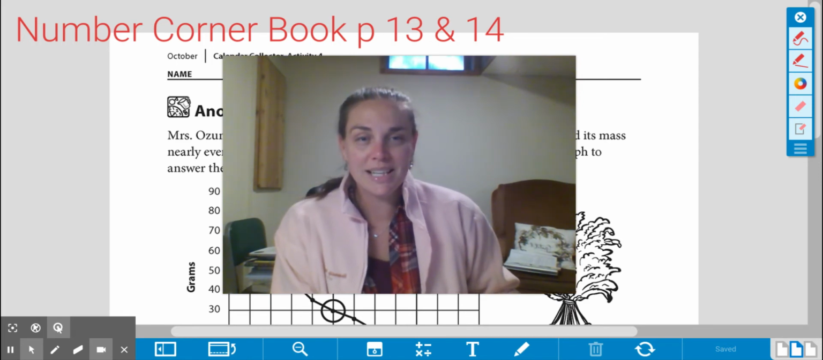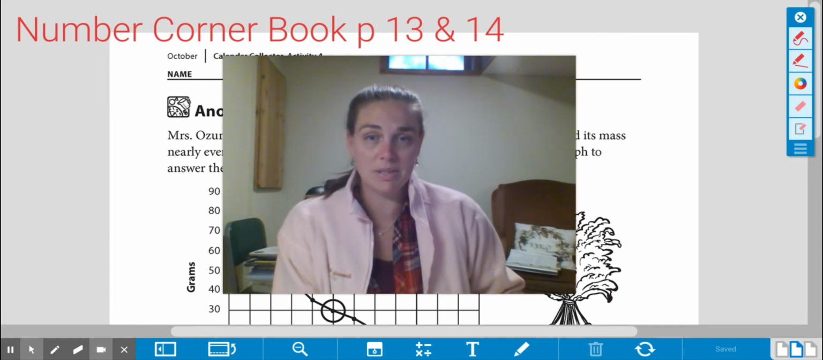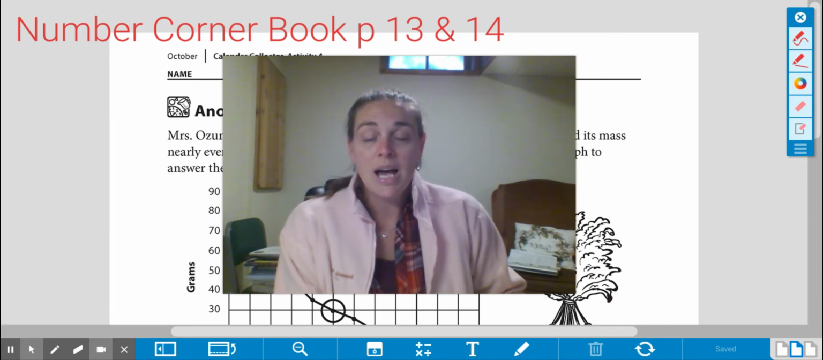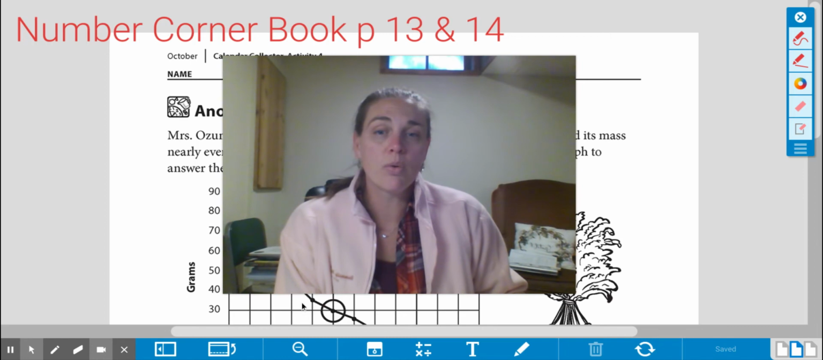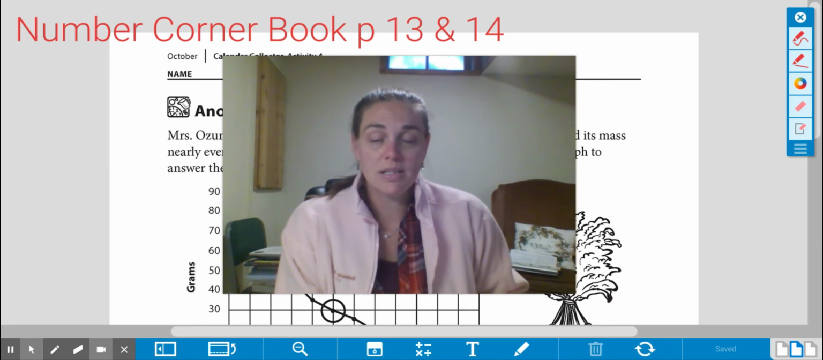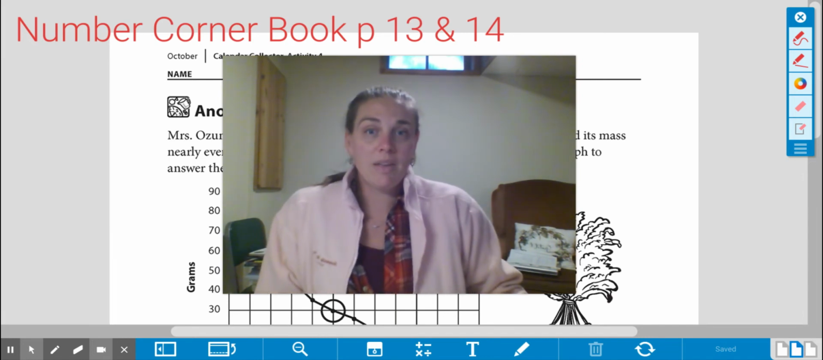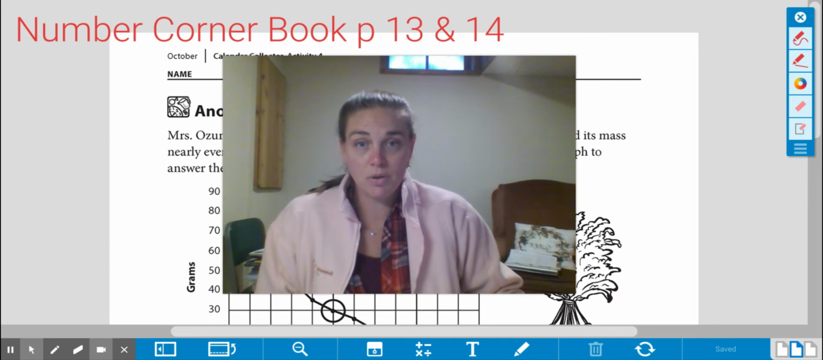However, we're going to use that same idea to do some more work with graphing. When we introduced it, we spent quite a bit of time talking about how to graph things and, hey, I'm going to go over first and then up. So now today you're going to use some of that learning and interpret some data and then make another line graph of your own. All right, so we will go ahead and get started.